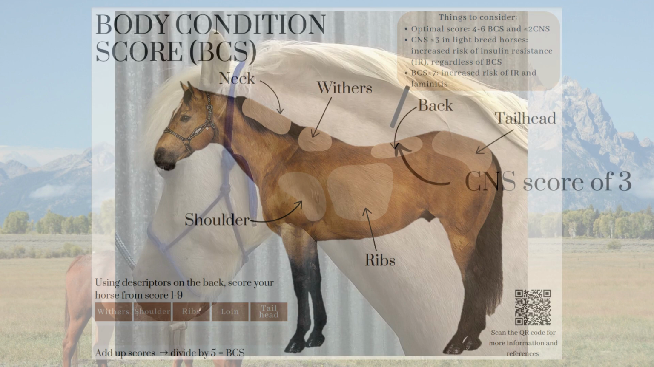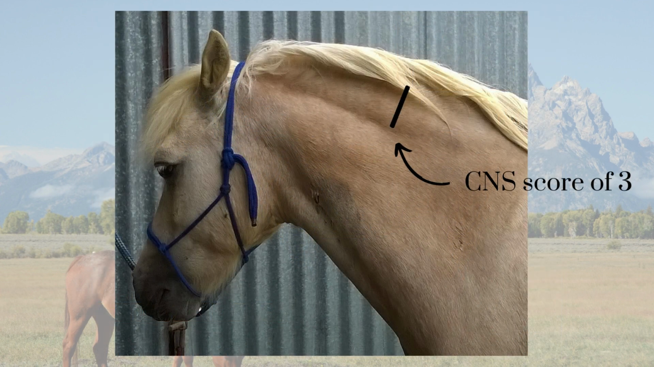To prevent laminitis, we should majorly focus on the horse's neck. If your horse has a crusty neck score of 3 or above, there is a high chance your horse has insulin resistance and is at a greater risk for developing laminitis. If this is the case, please refer to our pamphlet and contact your veterinarian.